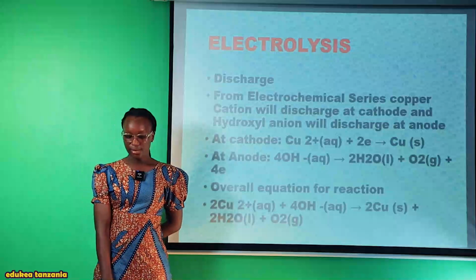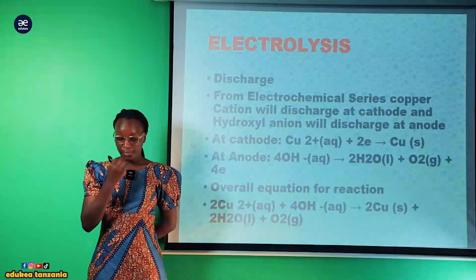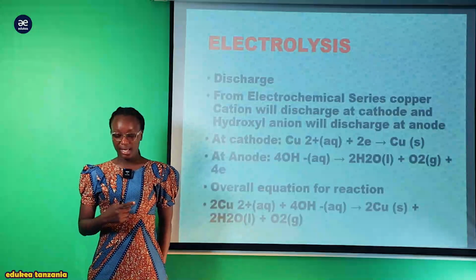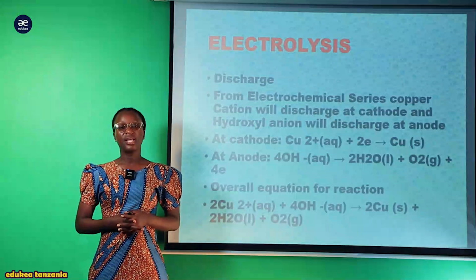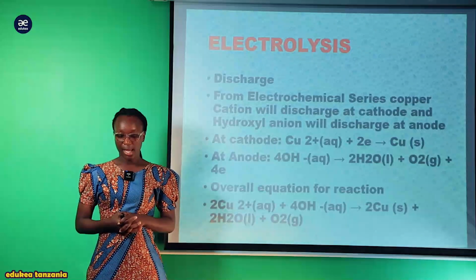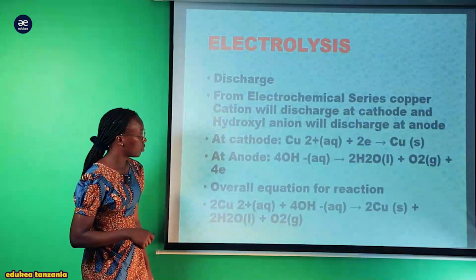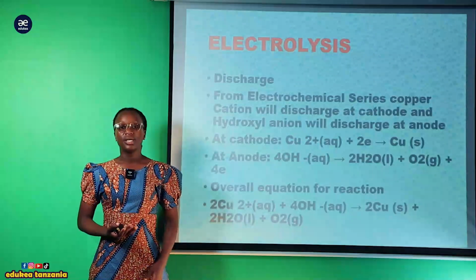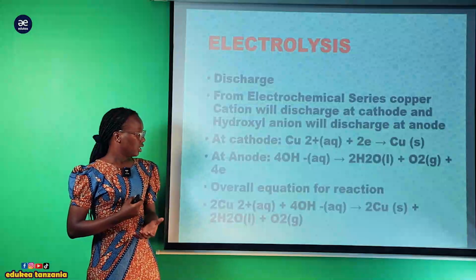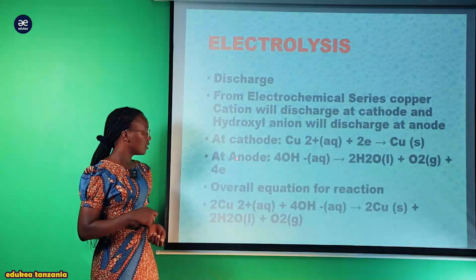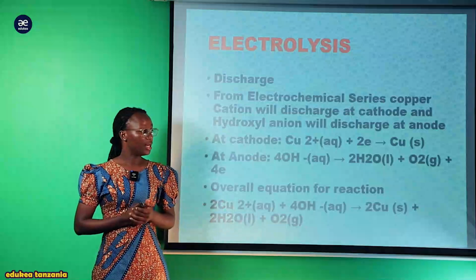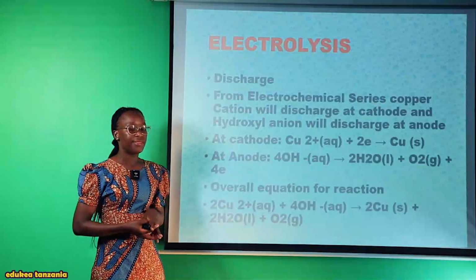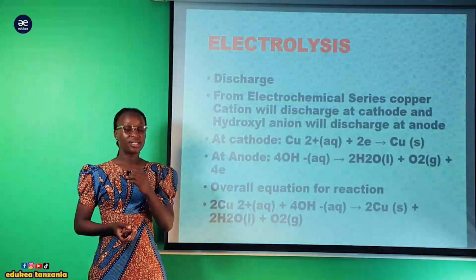Now let us see the discharge of this electrolysis of copper 2 sulfate. From the electrochemical series, the copper cation will discharge at the cathode, while the hydroxyl ion will discharge at the anode. And this is the reaction observed: kwamba copper inakuwa discharged at the cathode kupata copper metal, meaning that it gains electrons. But also at the anode, hydroxyl loses electrons, and we are going to have the water molecule, the oxygen gas and those electrons. So yenyewe inakuwa discharged at the anode.